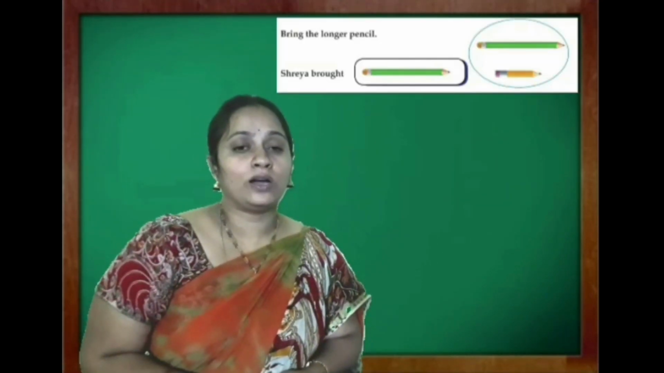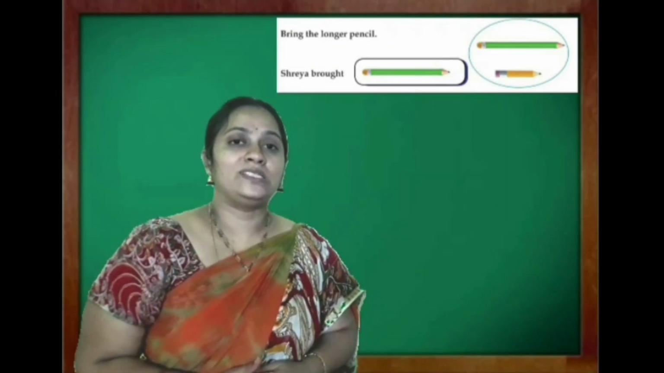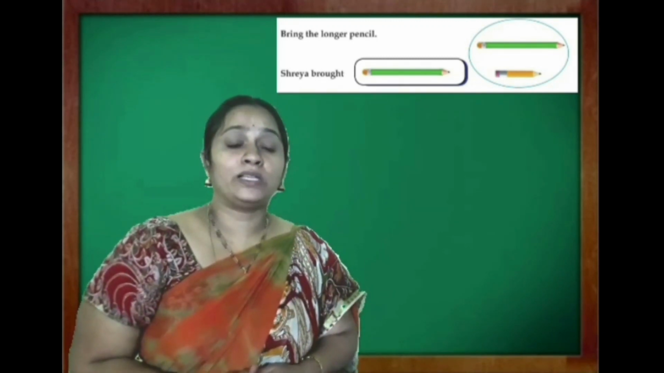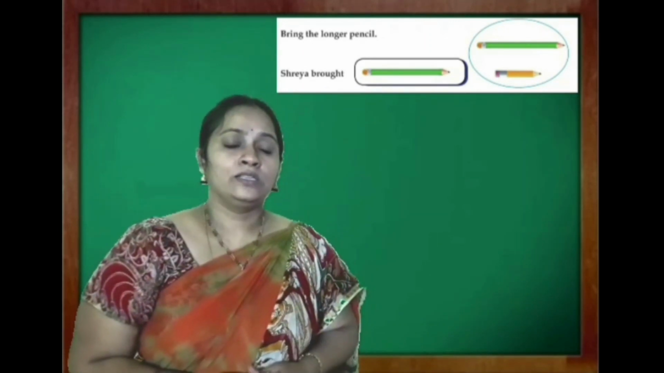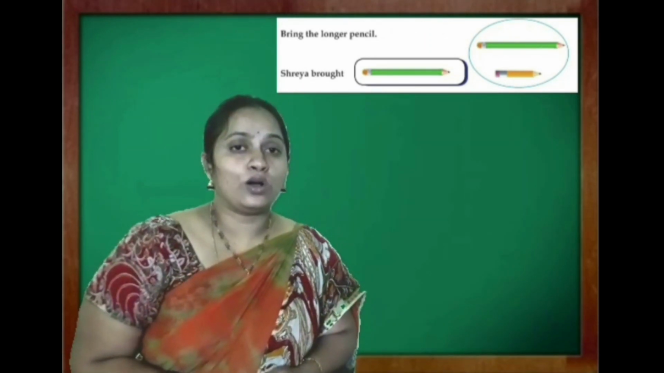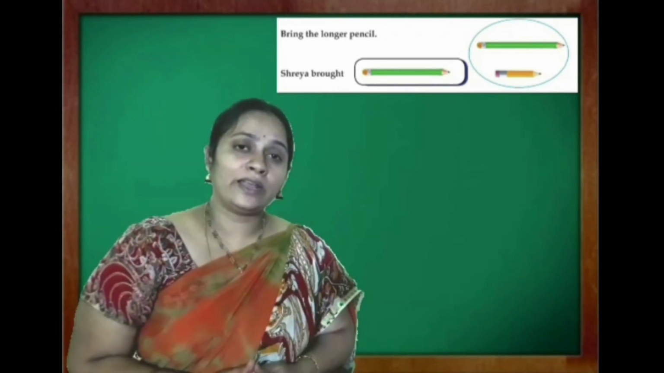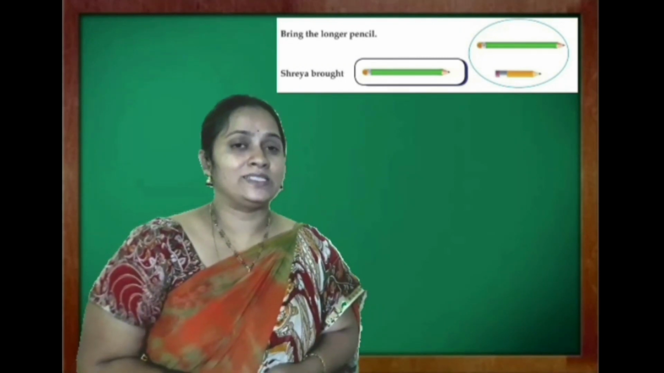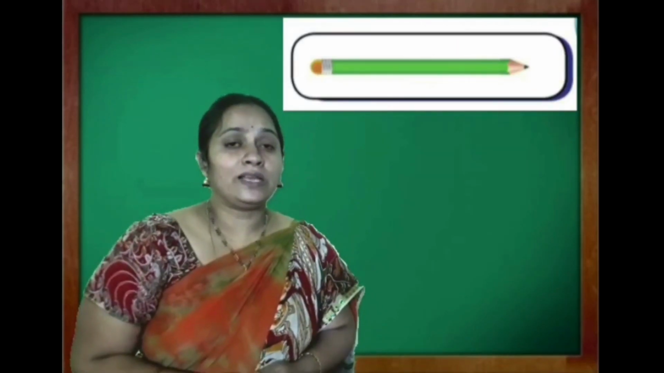Now, Shreya's mother asked her to bring the longer pencil. There, they have two pencils. One is green and another one is yellow. As her mother told, she has to bring the longer pencil. So, the green pencil is longer than the yellow pencil. The yellow pencil is shorter than the green pencil. Which pencil does Shreya have to take now? Yes, as her mother told her, she has to bring the green pencil.